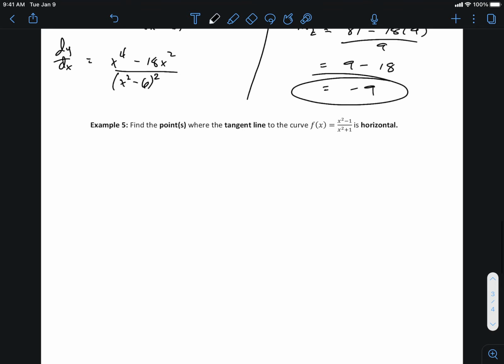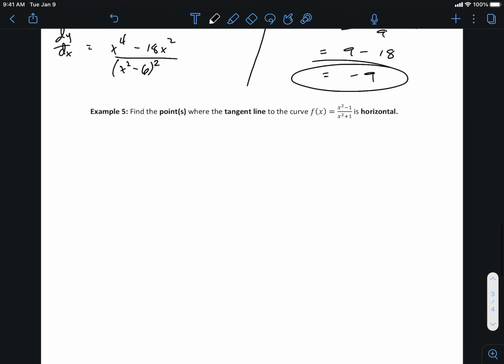Second point here is find the points where the tangent line to the curve, this f of x function, is horizontal. Same thing as per usual, right? I have to derive this function in order to find the slope of the tangent. And then from there, we want to just know where the slope of that tangent is horizontal, which we can figure out.